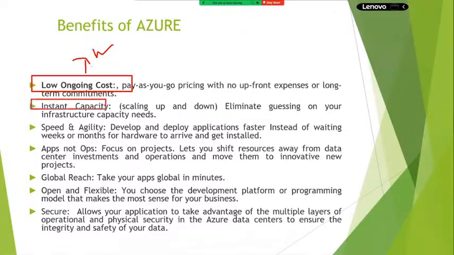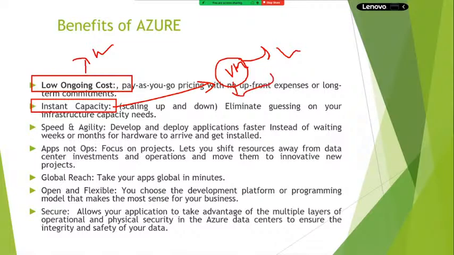Next, instant capacity. Instant capacity in the sense, I would like to increase the size or downgrade the size of a VM, or downgrade the size of the configuration of the app services. Anytime, anywhere, if you have internet connectivity, you can downgrade or upgrade the configuration of your application. That is what instant capacity is, like instant copy. Okay, yeah, next, speed and agility.